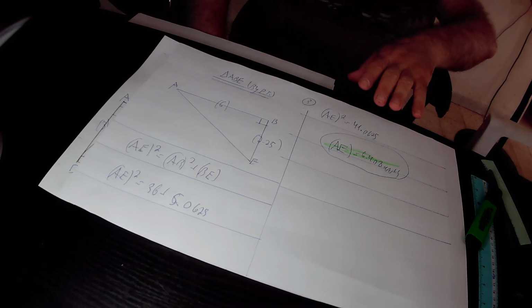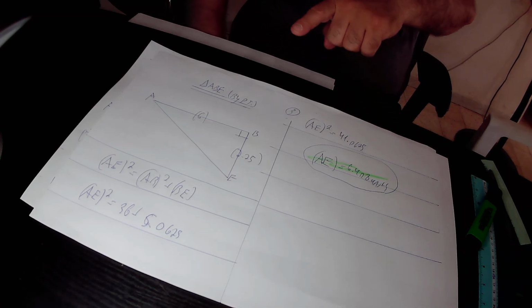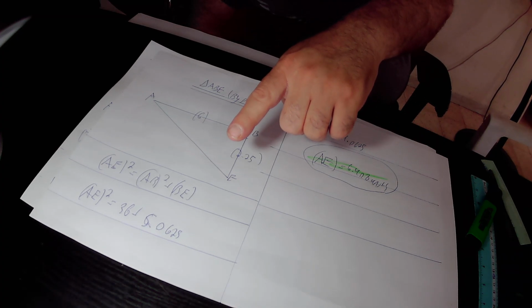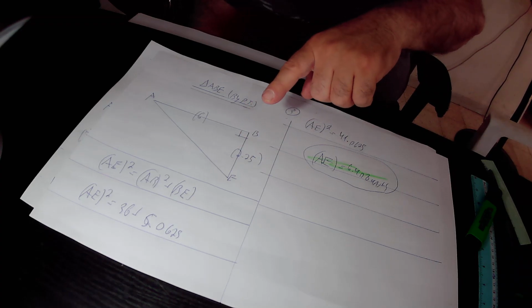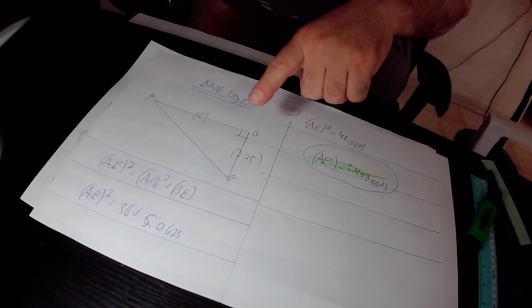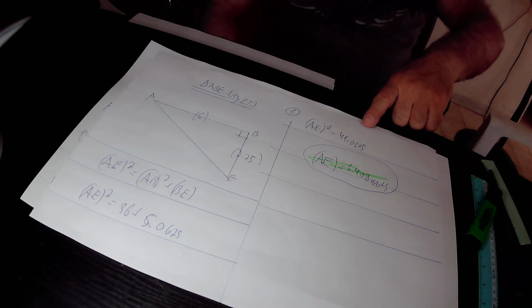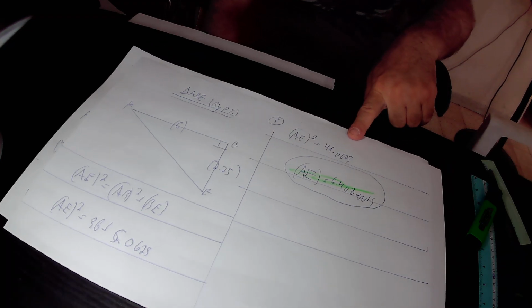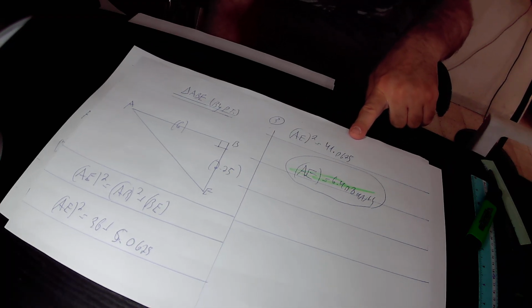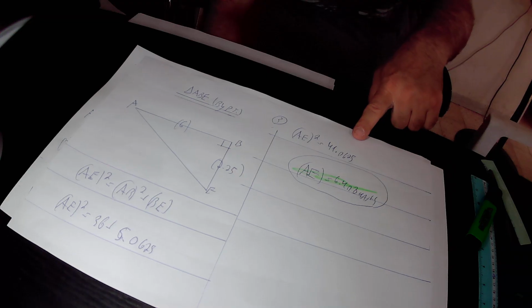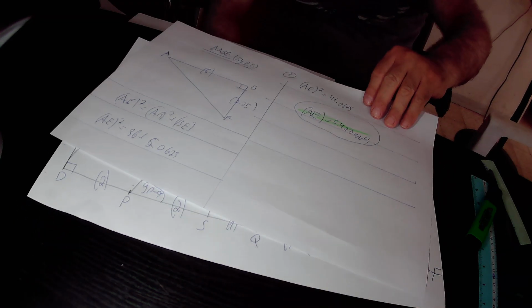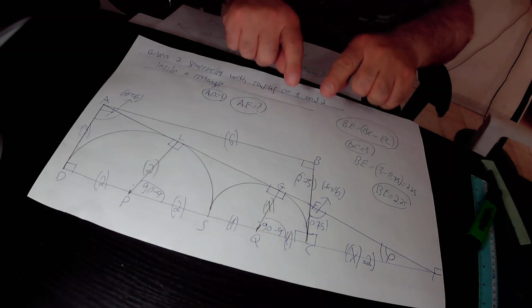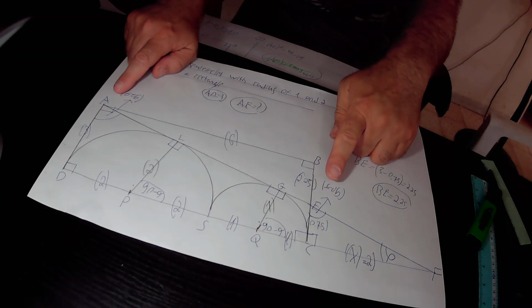6.0625. So in total we found out that AE squared equals 36 plus 6.0625. 36 plus 6.0625 equals 41.0625. Here we took the square root of this equation and finally found out that the missing side AE equals the square root of 41.0625, and the square root of 41.0625 is 6.408 units. So in conclusion, we found out that the length of this side AE equals 6.408 units. Okay, thank you very much.